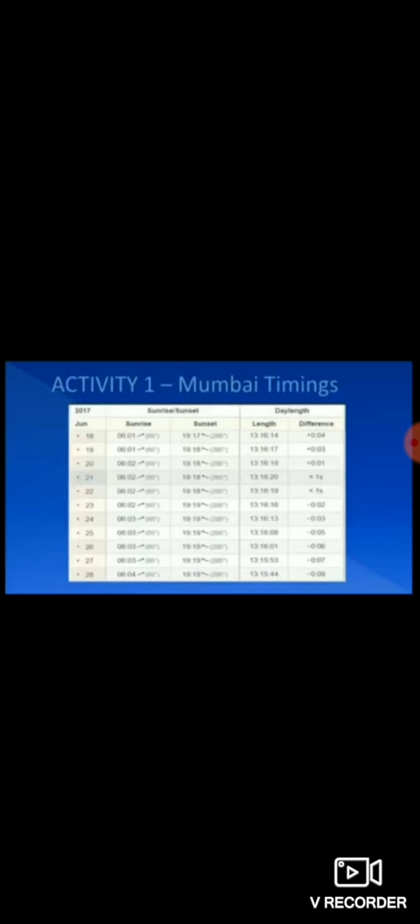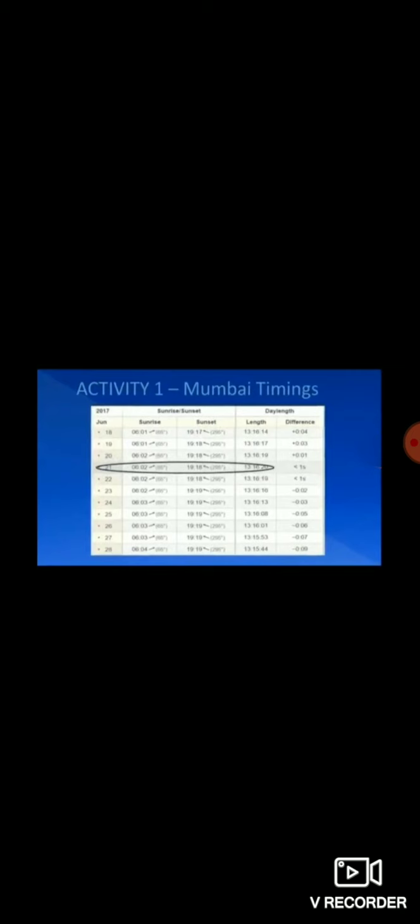As per your table, among the records in the table, which is the longest day? You have to mention that in your notebook. In this chart, they have given 21st June as the longest day. This table is only an example for you. You have to maintain a record in your area from sunrise to sunset.